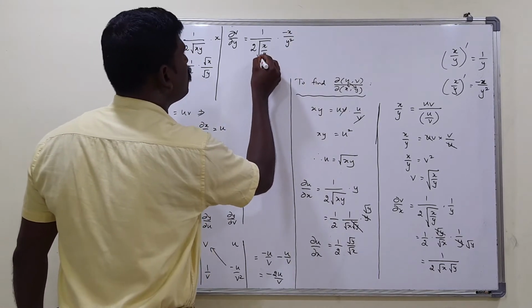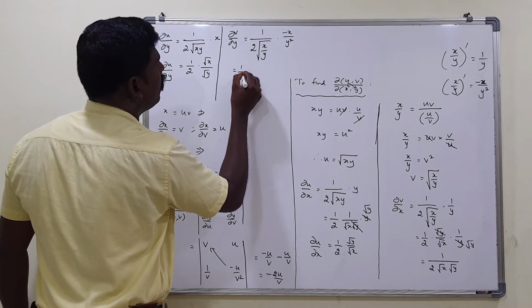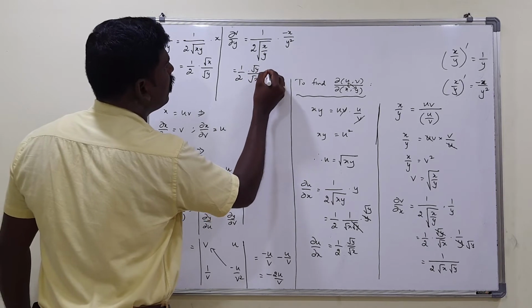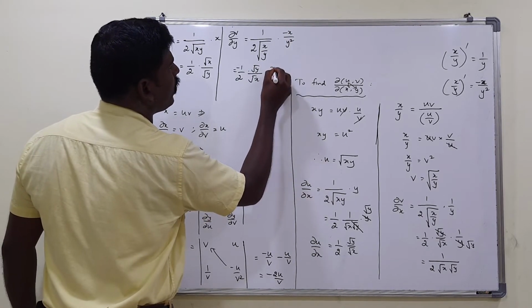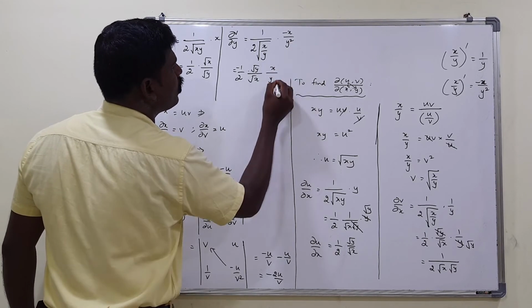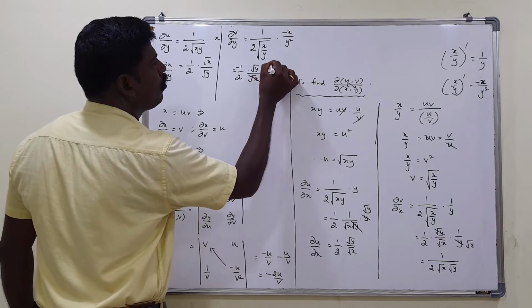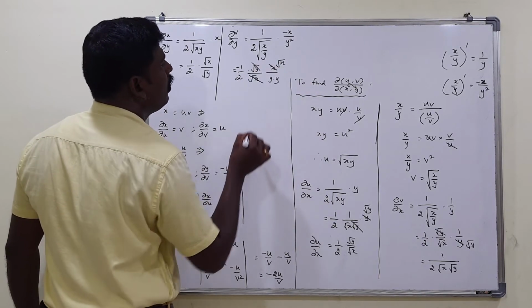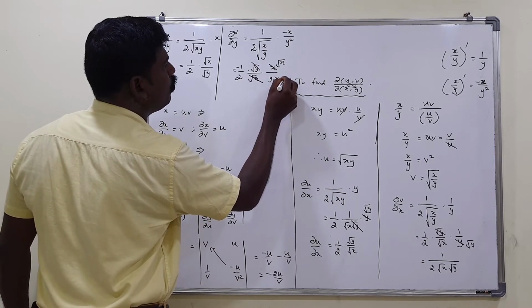So we can take this root y to the numerator. So 1 by 2 into root y by root x. We can take this minus to the front. Okay, so x by y square. This y square can be written as y into y. And we can strike out that root x with x, root x is remaining. Same way, strike out this root y with y. This y becomes root y.